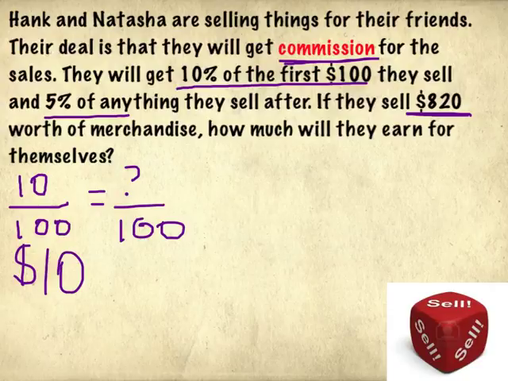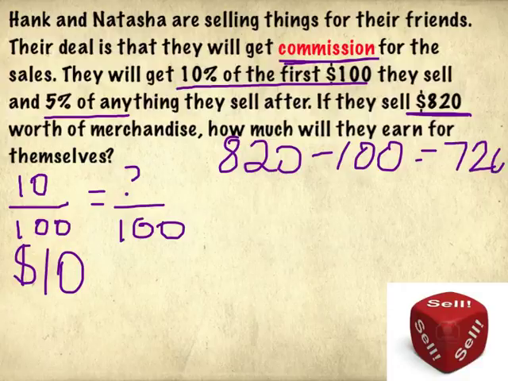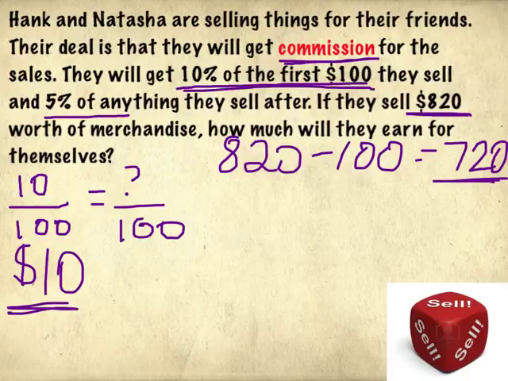Now, they actually sold 820, so I'm going to take out that first 100 that they got 10% on, and they're going to get 5% of the rest, which is $720. So they earned 10% of their first $100, which we've got over here, and then we'll take that 100 out because they already made their commission on it. They're going to make 5% off of what's left, which is $720.